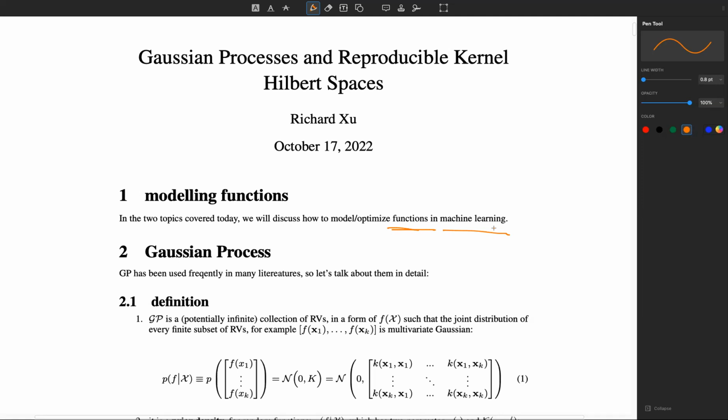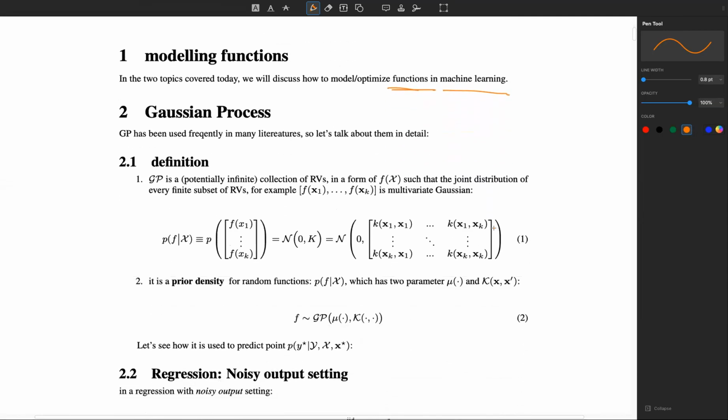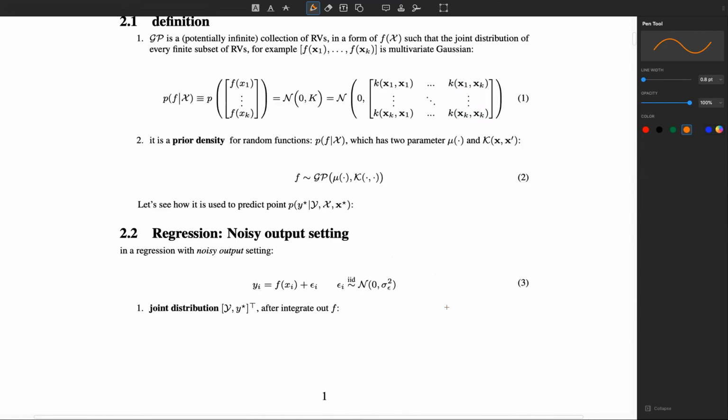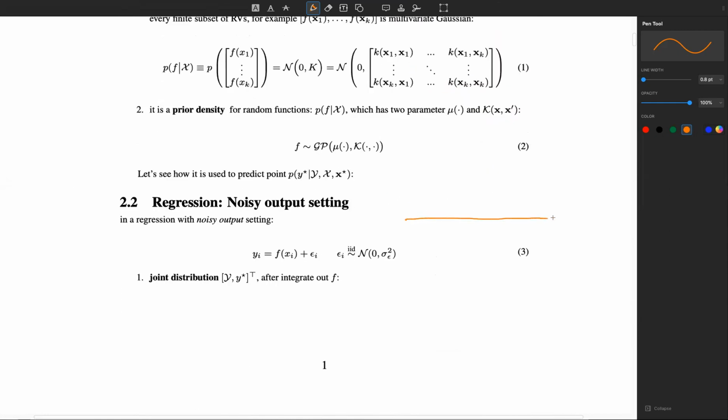But for those of you who are in your undergraduate studies, let me explain to you what kernel tricks are. Okay, so firstly, let's talk about Gaussian process. Now, imagine that you have a function, right? You actually have a function, and this function is actually random.